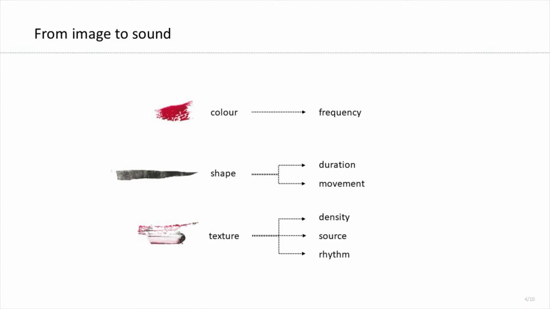Visual textures concern density, sound source, and rhythmic variation. The ensemble of these audiovisual relationships was involved in each piece of the canvas. The corresponding qualities from visual to sonic were thought of in a flexible manner, and these three main categories were guiding rather than precisely defining the outcome of the piece.